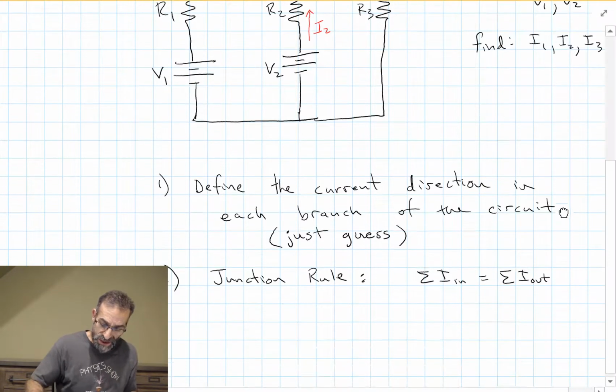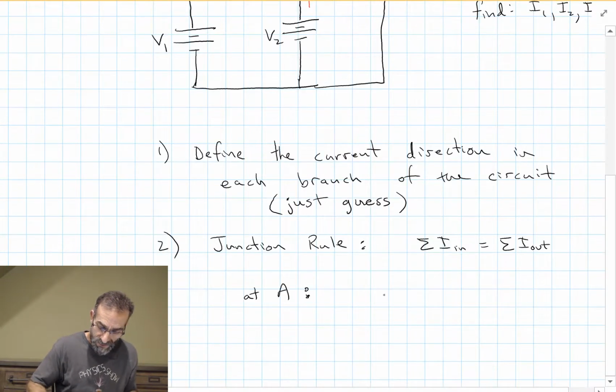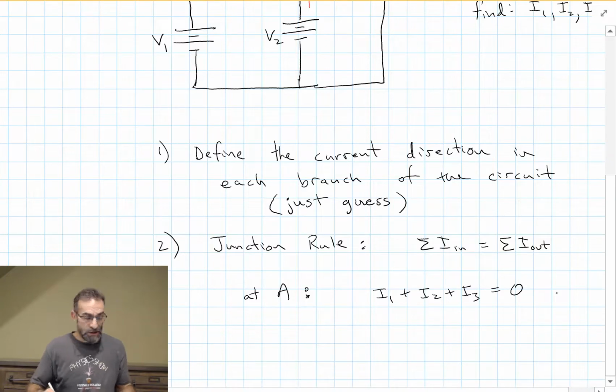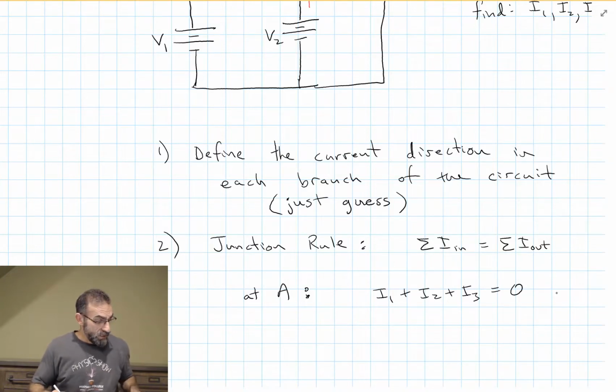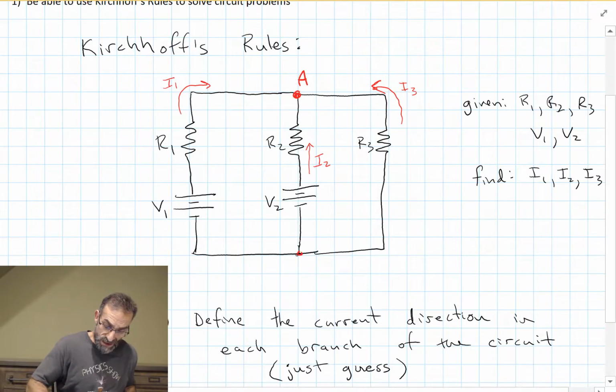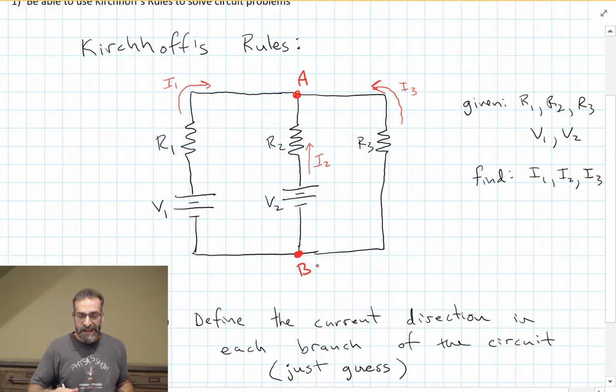So my equation would be I1 plus I2 plus I3 is equal to 0. We could have picked the other junction, junction B at the bottom. What would we get if we picked that junction?